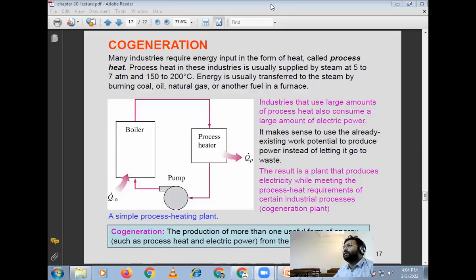now many industries require energy input in the form of heat, called process heat. Process heat in this industry is usually supplied by steam at 5 to 7 atmospheric pressure and 150 to 200 degrees Celsius. Energy is usually transferred to the steam by burning coal, oil, natural gas and other fuel in the furnace.